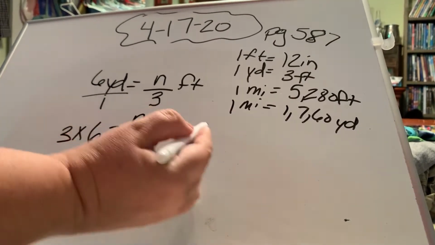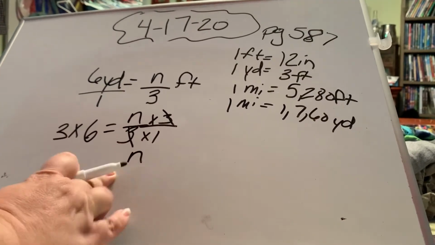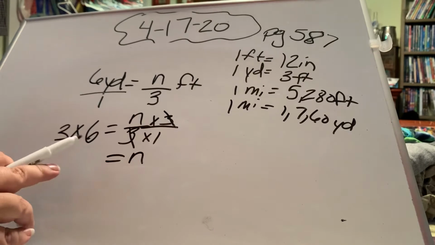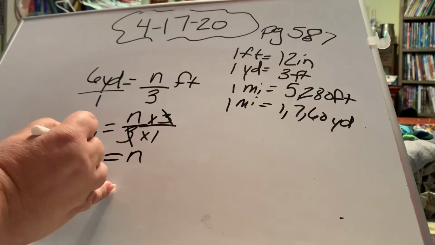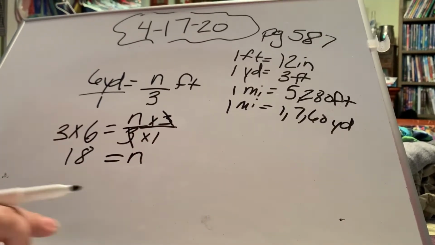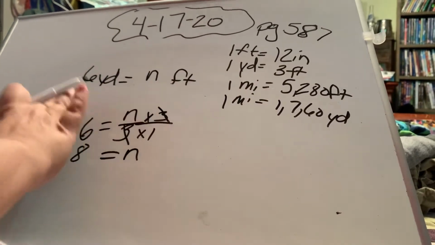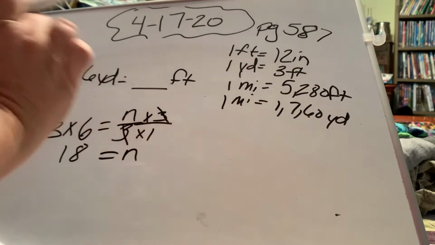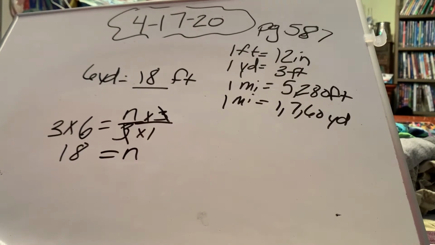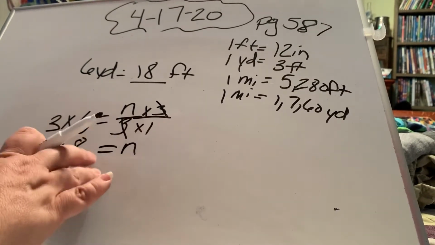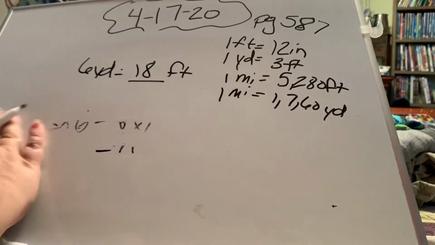There's a 3 on the top, a 3 on the bottom, so we're just left with n over 1, which is the same as anything divided by itself is itself, right? And we've got 3 times 6. Okay, 3 times 6 is 18. So to come back up here to our actual original problem, how many feet are there in 6 yards? There are 18. Okay, did I confuse you yet? I did it this way because I wanted to make sure you understood why it's multiplying and not dividing, okay?